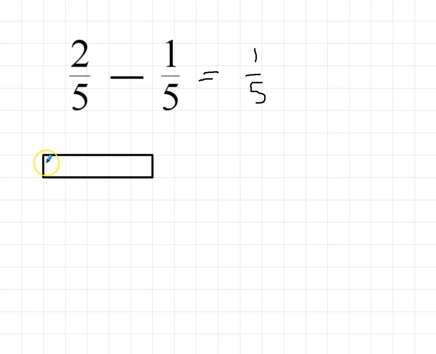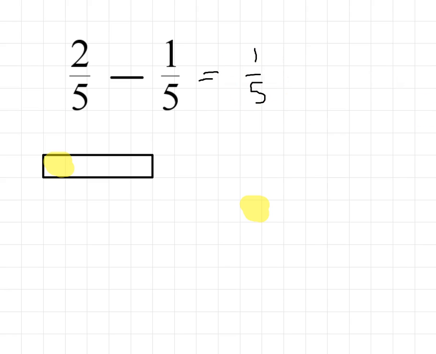So I'm going to start off with 1 piece and then another piece. I got 2 pieces, and then what I'm doing is I'm grabbing one of these pieces and getting rid of it, which leaves me with one of these pieces. And how big is that piece? Well, it's 1/5. That's what I end up with here.